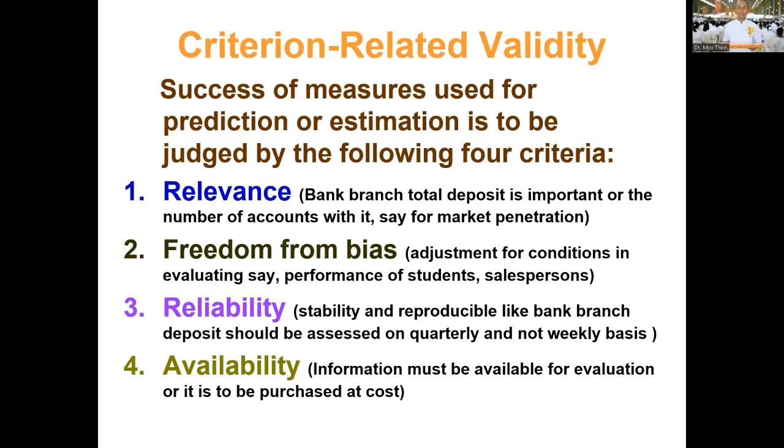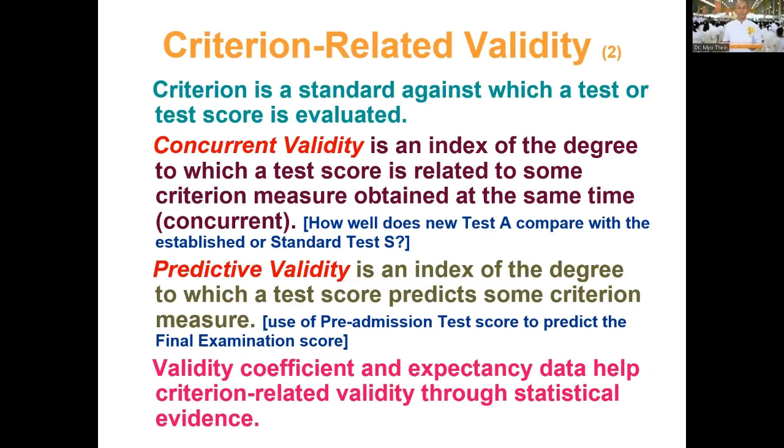So here criterion is a standard against which a test or test score is evaluated. It is further divided into the following factors. So here there is criterion-related validity, a continuation of this. This is the standard against which a test or test score is evaluated. First is concurrent validity.